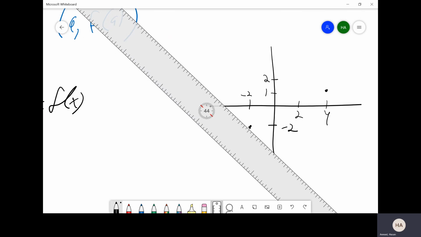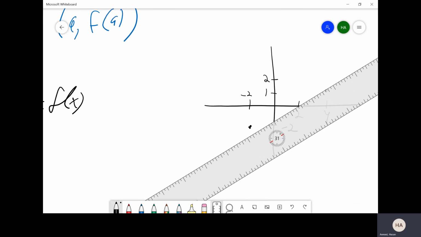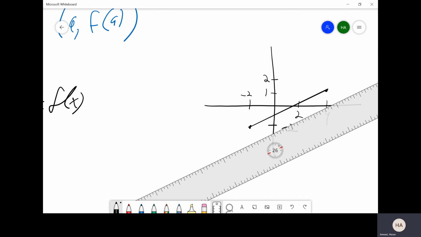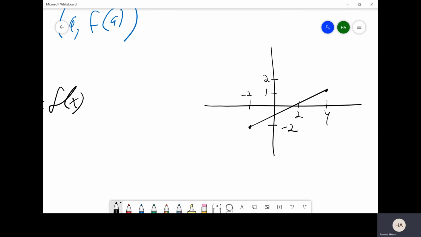Okay, and let me break out the ruler here so that I can really make this accurate, or as accurate as I can. Fair enough. Okay, not bad. So we have the line as it follows, right? And again, our point here is (-2, -2), and our point here is (4, 1).